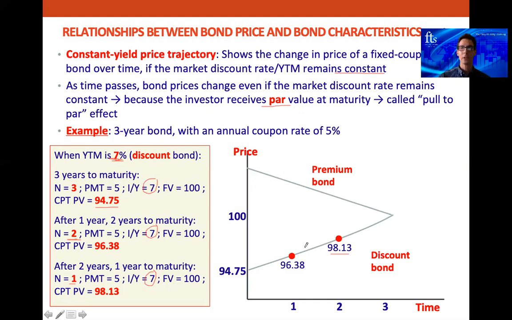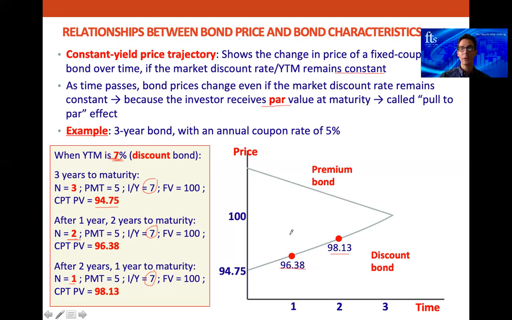So just before we leave the slide quickly, let's just talk about this, because we're going to do this in the next study session when we look at the risk and return bonds reading. If we sell a bond after 1 year at 96.38, then there's no capital gain or loss, because that is the constant yield price trajectory, that price we're going to be using.